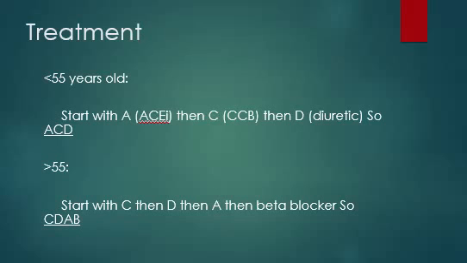And A stands for ACE inhibitors. That's the first thing you give to try to control the hypertension. If that doesn't control it, you move on to a calcium channel blocker. And if that doesn't control it, you move on to a diuretic. And the diuretic tends to be a thiazide diuretic.